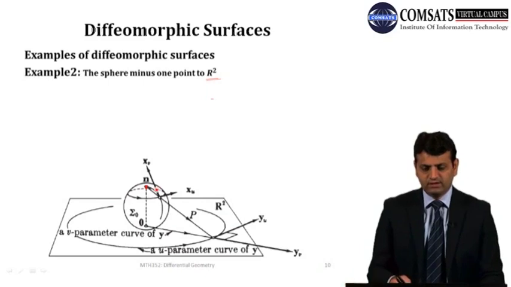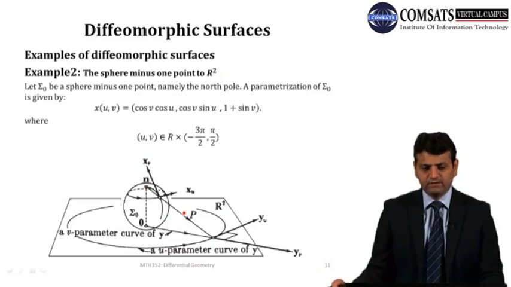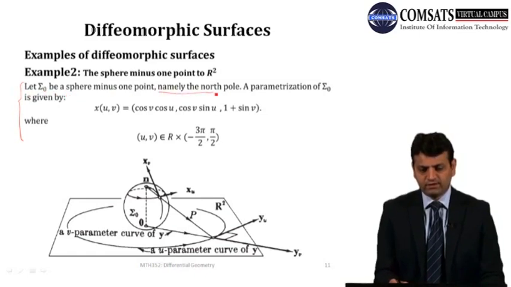So for example ये sphere है, it's a very round shape, लेकिन this is diffeomorphic to the whole plane, लेकिन इस sphere में से हमने एक point निकाल लिया है. So आइए देखते हैं कि हम इनको कैसे diffeomorphic prove कर सकते हैं. So उसके लिए हमें एक mapping define करनी पड़ेगी. So let's first consider a patch of the sphere. Now let sigma naught be sphere minus 1 point, and we are subtracting this north pole from the sphere.